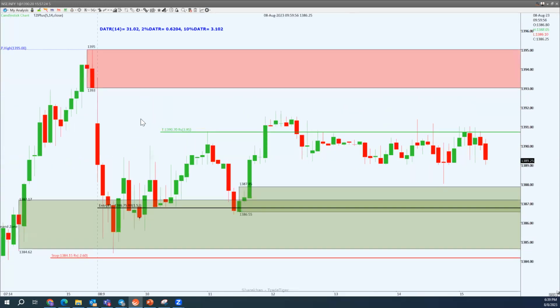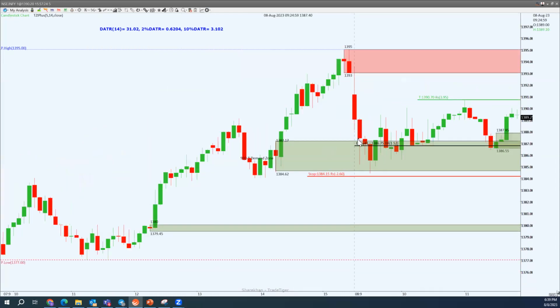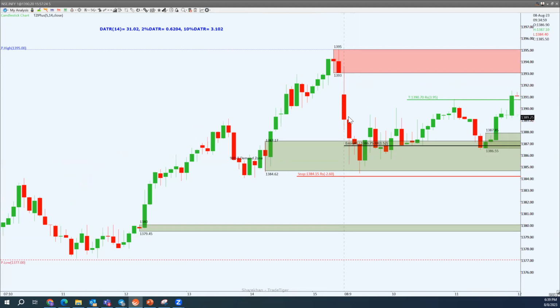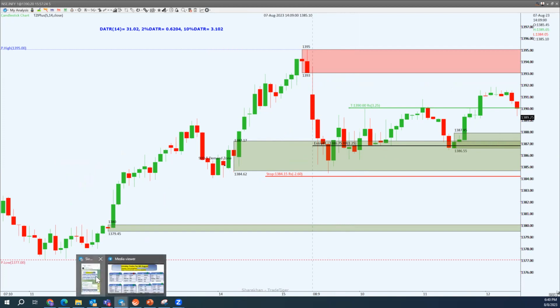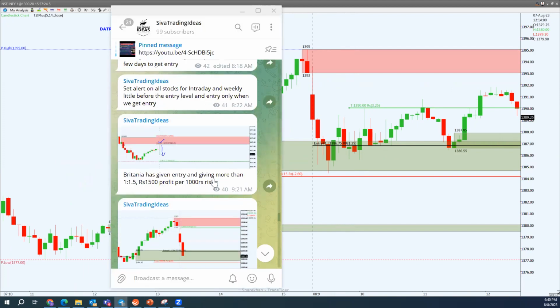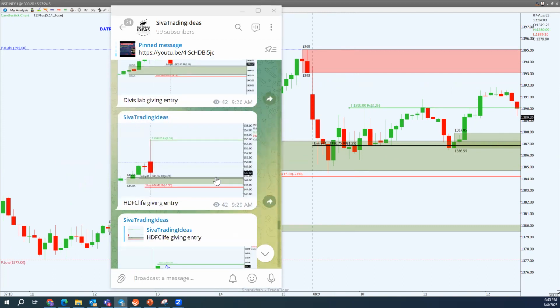So we wanted to go long in this area. This is something we planned before the market. It gave us the entry, and from there it has given almost 1:1.5. But if you remember, during the day I asked to exit around 1:1, like to book 1,000 rupees profit, because I didn't like the way it is moving. We expected some strong up move.